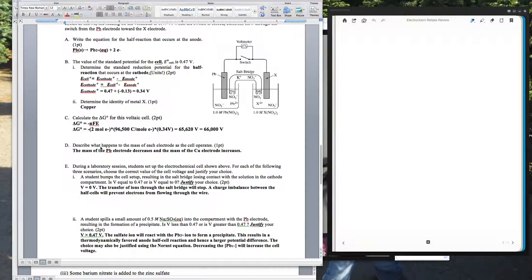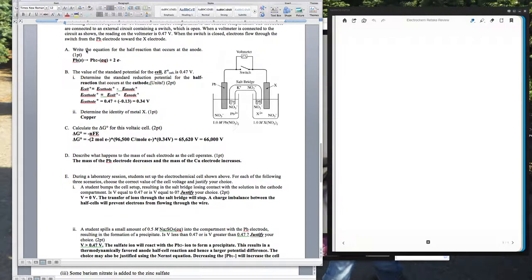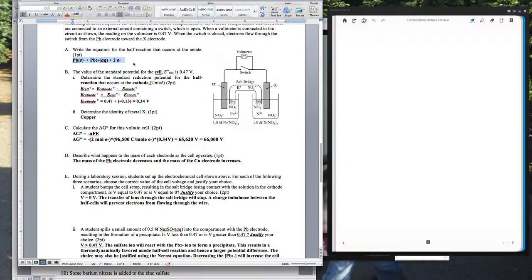So, for example, if you look up at A, it says the half reaction at the anode. This reaction is the oxidation half reaction. This lead solid is giving you the lead ion because it's losing electrons. If you look at the picture, the electrons are coming out of the lead electrode and across to the X electrode, which we determine later to be copper. So it's losing electrons.